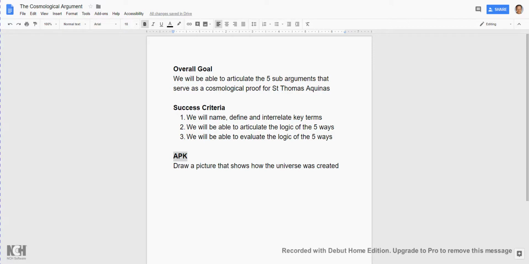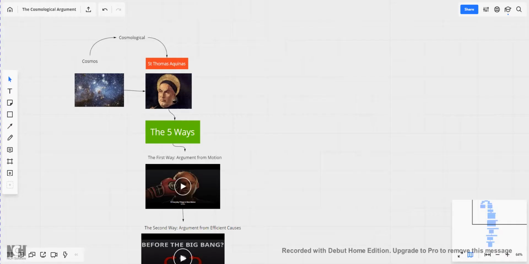So remember, an APK is designed to get your brain thinking about knowledge that you can attach new stuff to. So I just mentioned that the cosmology in our modern day way of thinking is a branch of physics that explains how the universe has been created. I would like you, for your APK, to draw me a picture of the universe being created. Any way that you think it was created. If you want to draw the Big Bang, go for it. If you want to draw anything, go for it. But just draw a picture that represents how you believe the universe was actually created.